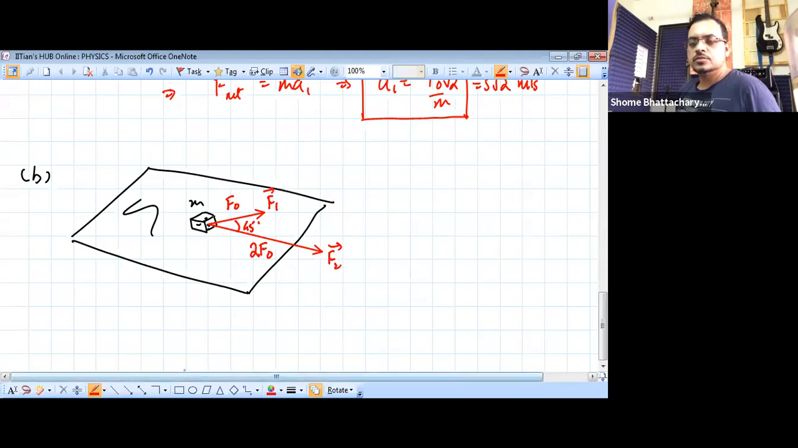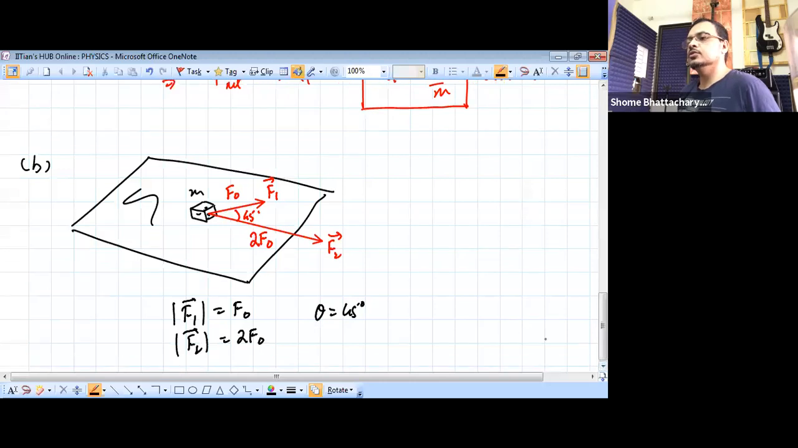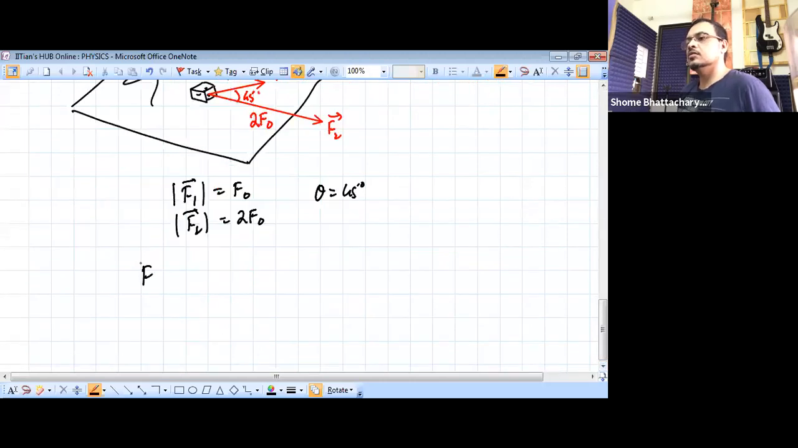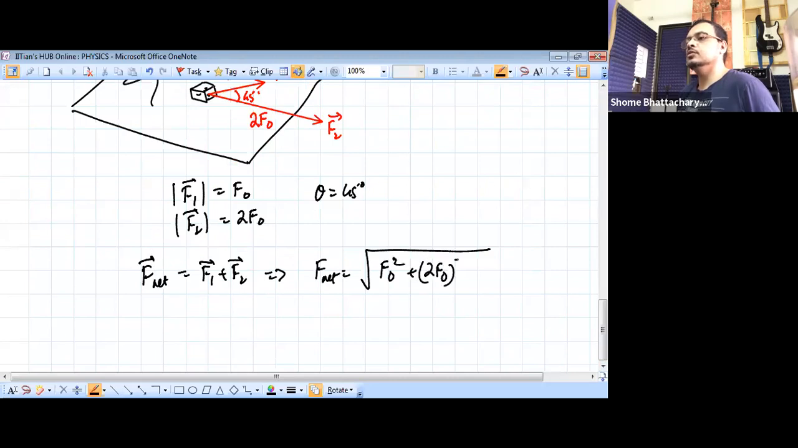Very good, that's correct. That's the correct method of solving. So f1 का magnitude यहाँ पे कितना हो जा रहा है, f0 हो जा रहा है, f2 का magnitude कितना हो जा रहा है, 2f0 हो जा रहा है, and the angle between them is 45 degrees. So your net force is the vector sum of f1 plus f2. So that is here implying that the net force has a magnitude of f0 square plus 2f0 का whole square plus 2f0 into 2f0 into cos 45 degrees, which you know is 1 by root 2.